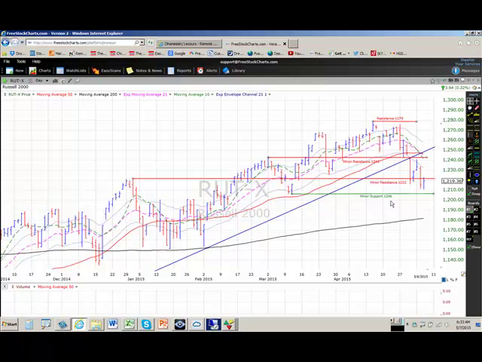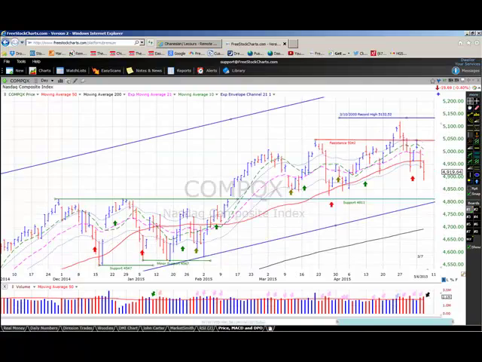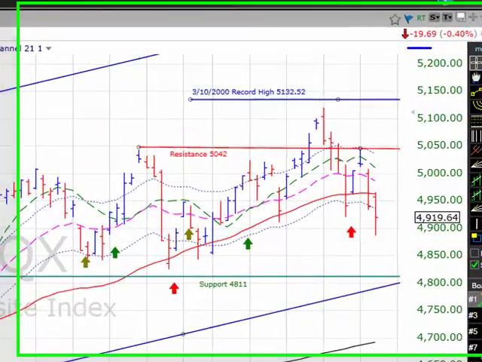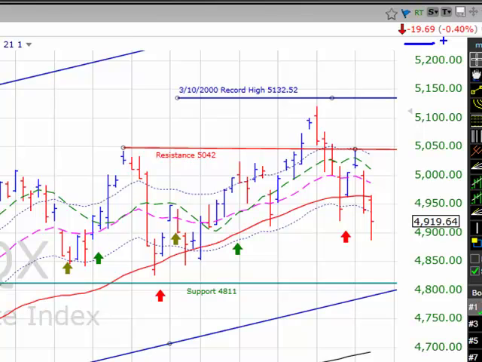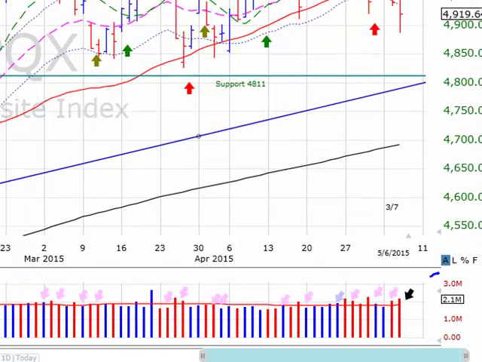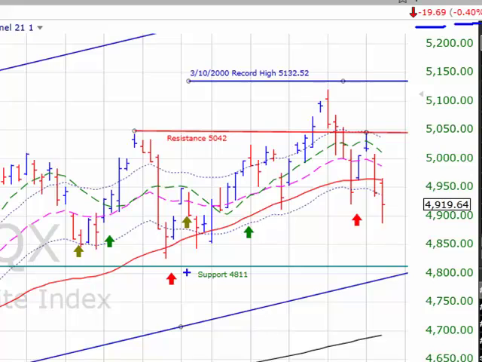Let's take a look at the Nasdaq Composite. Nasdaq yesterday closed down 19.69 points. That's 0.40%. Trading volume yesterday was higher than the prior day, and yesterday the Nasdaq went into correction. Nasdaq right now is bracketed by support down here in the 4811 area and resistance up here in the 5042 range. We closed yesterday at 4919.